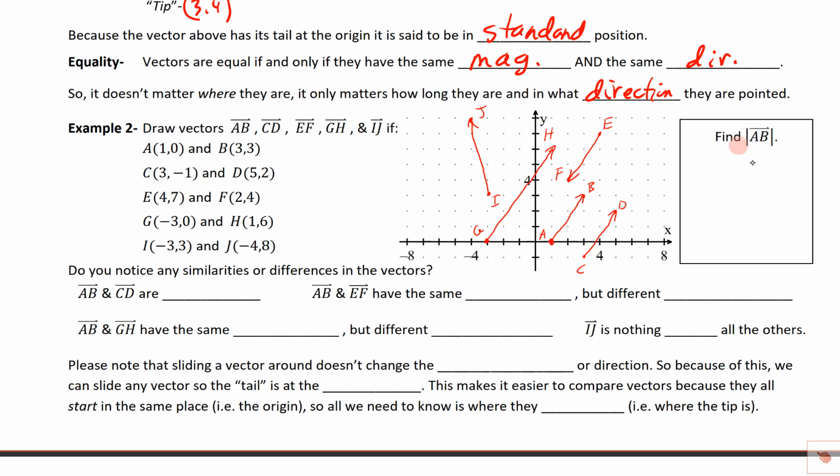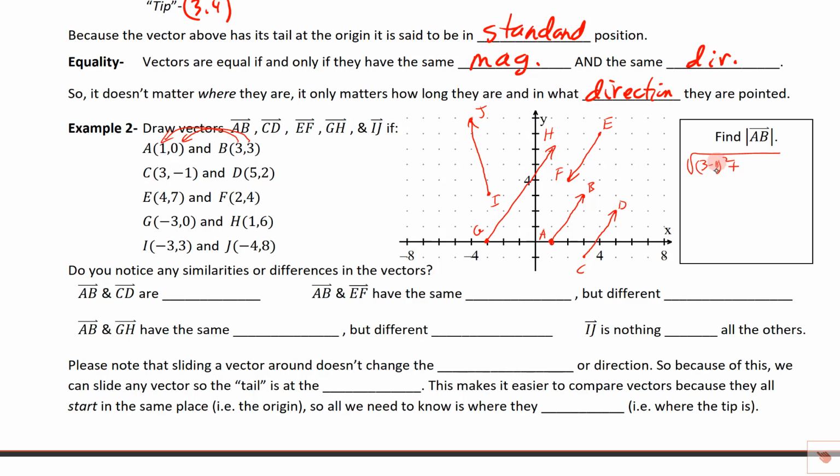Now, it does say over here, find the magnitude. Again, that's the magnitude of AB. So I'm going to do this one using the distance formula. So I'm going to do a big square root, and I'm going to do x2 minus x1. So that's going to be 3 minus 1. We used the Pythagorean Theorem before up there, so let's do it the other way on this one.